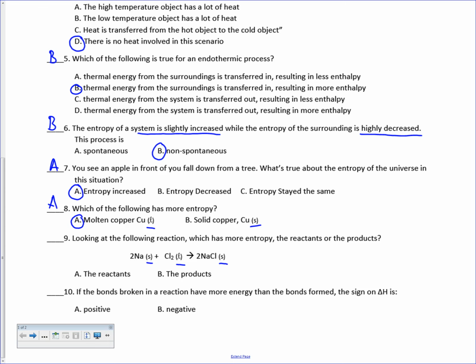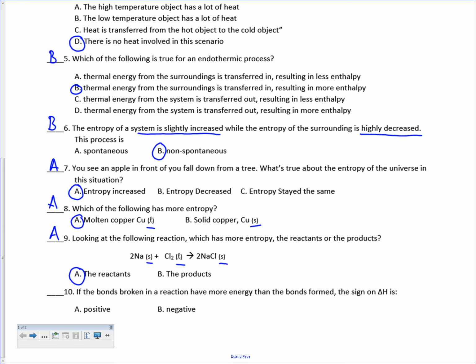So if we can have 3 things instead of 2 things, we can disperse them in more sorts of patterns, and so having 3 moles on the reactant side means that there's going to be more entropy on that side as well. So that's 2 reasons why the reactants have more entropy.